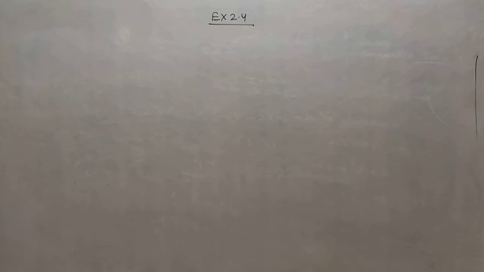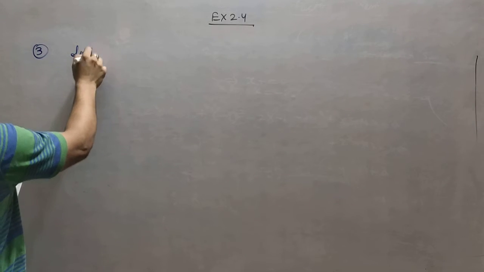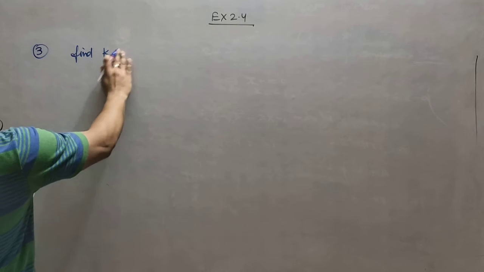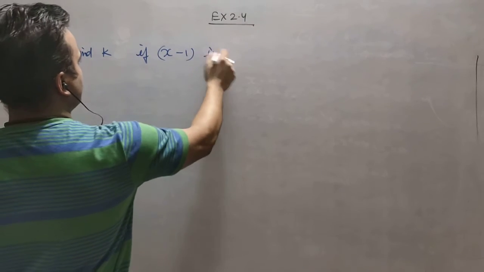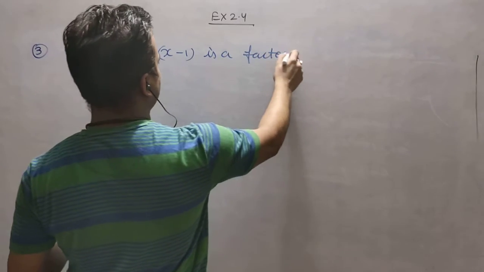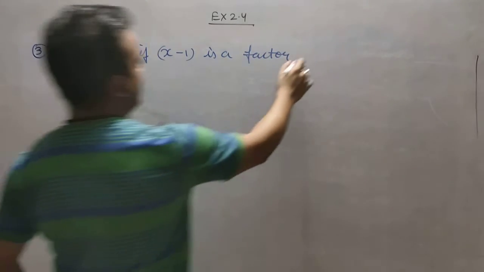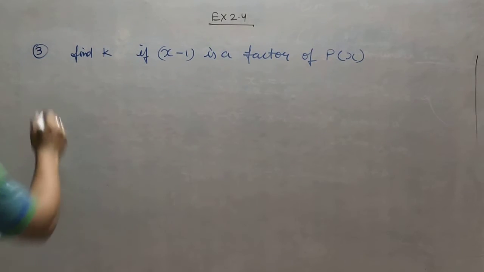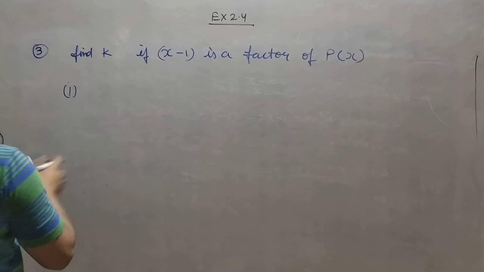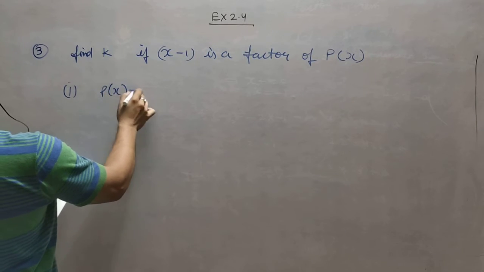So I hope other parts also you can do yourself. Okay, now I am coming to question number 3. Question number 3 is find k, if x plus 1 is a factor of p(x). And what is p(x)? Any polynomial. And they have given this one. If the polynomial is this, we will do one by one.